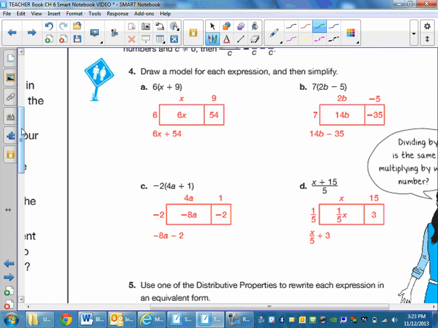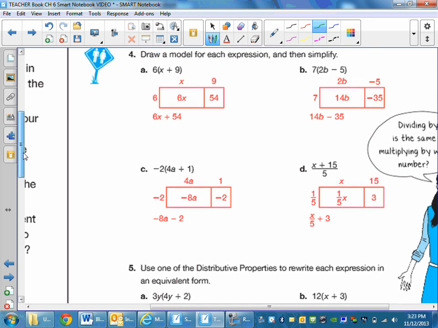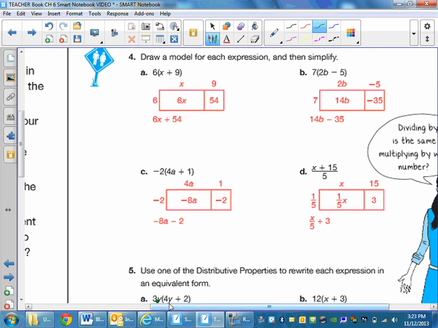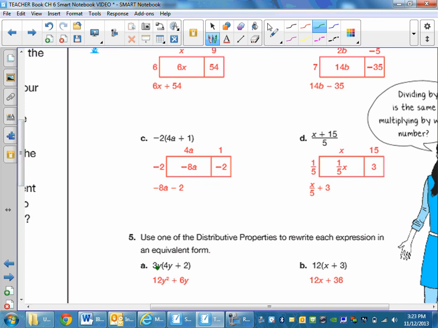So now let's go ahead and look at number 5. Use one of the properties, the distributive properties, to rewrite each expression in an equivalent form. So now we have distributive property of multiplication and division over addition and subtraction. So we've got 4 different ones we're looking at there. So this tells me I have 3 times y and then times 4y plus 2y. So you could kind of do the same chart here, or there's some different options. So let me show you what we could do for A and B, and then you can try the rest for homework tonight. So I could do 3y times 4y.